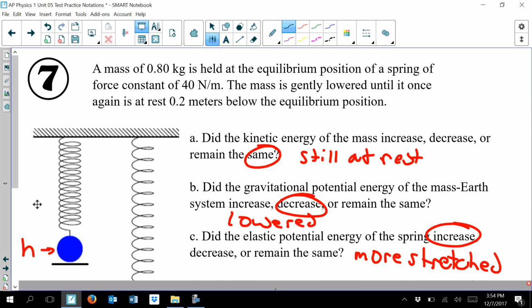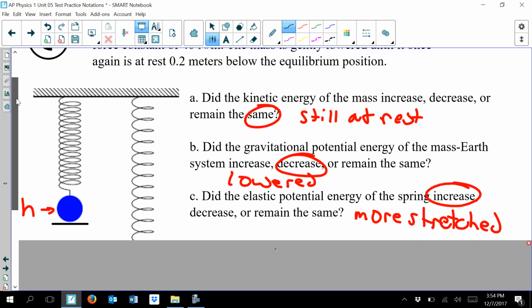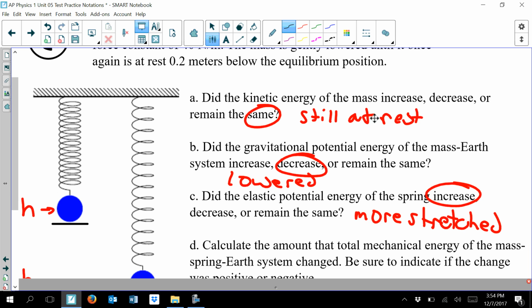Mass held at equilibrium with this spring. It's gently lowered, again at rest. I know we did a problem that was similar to this in class. I think the springs were on the other side of the object though. So the kinetic energy, because it started at rest and ended at rest, is exactly the same.